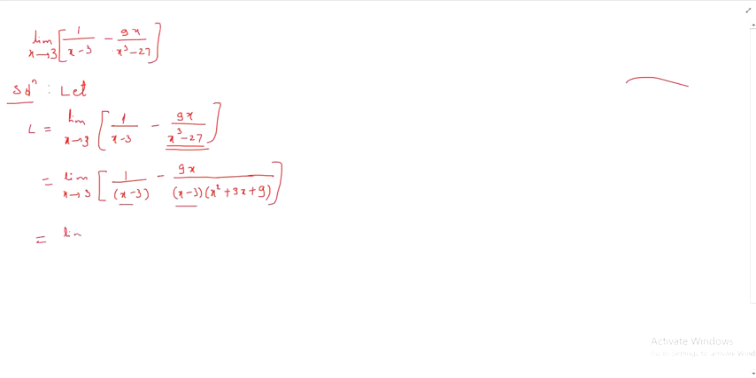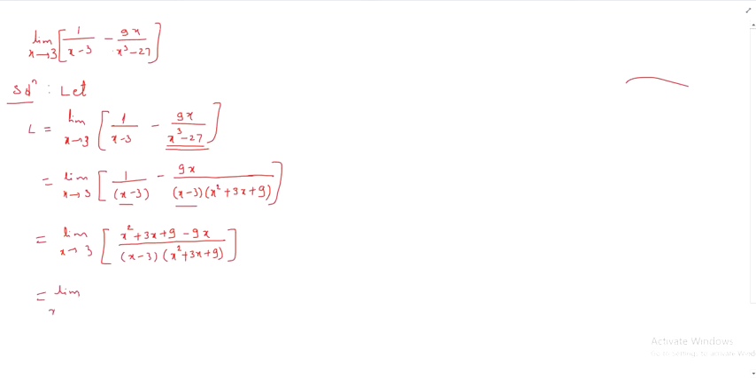So multiply for the rationalization of the denominator, x square plus 3x plus 9, and minus 9x, because here there is no need to multiply this numerator by any number. Now here collectively the common denominator becomes x square plus 3x plus 9.